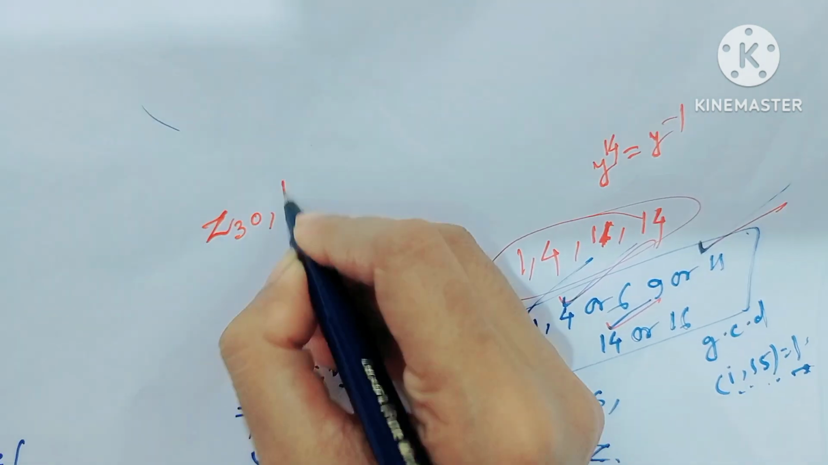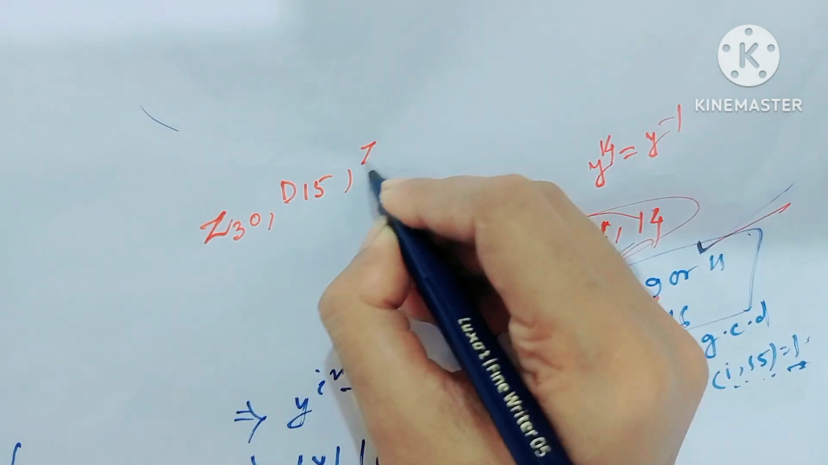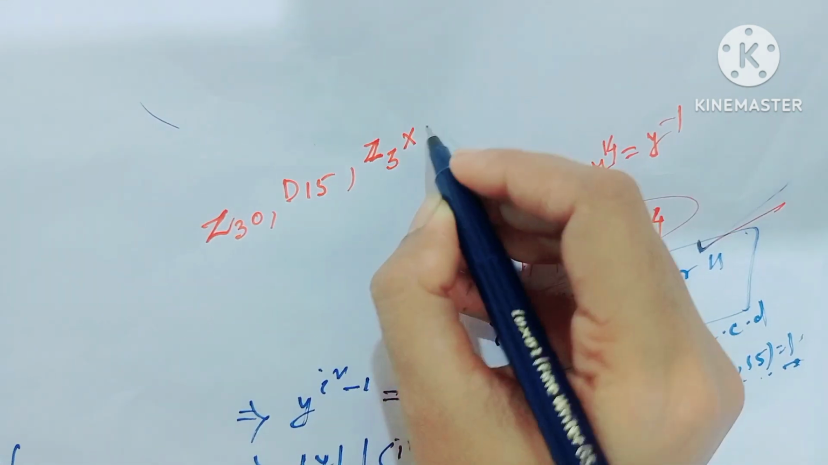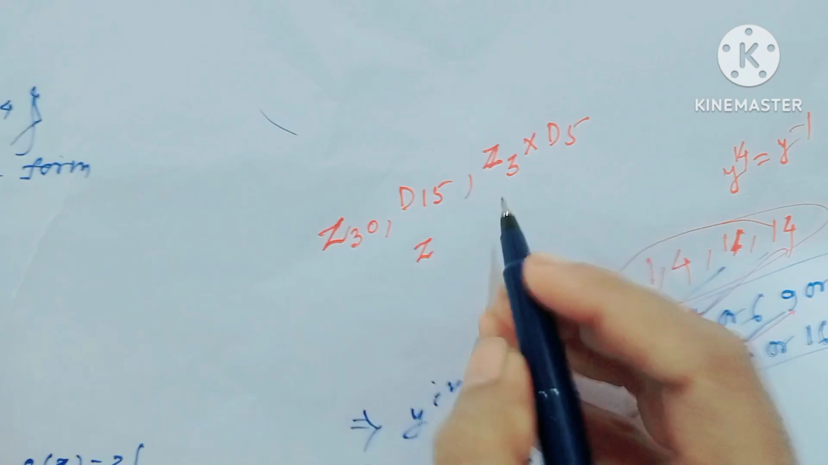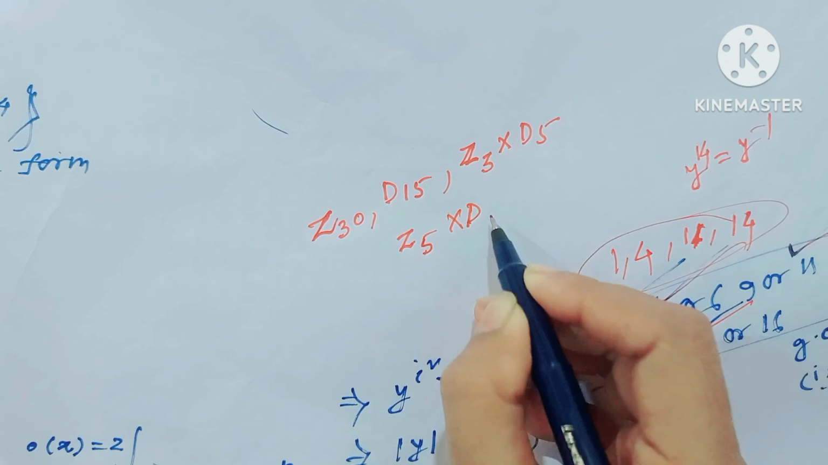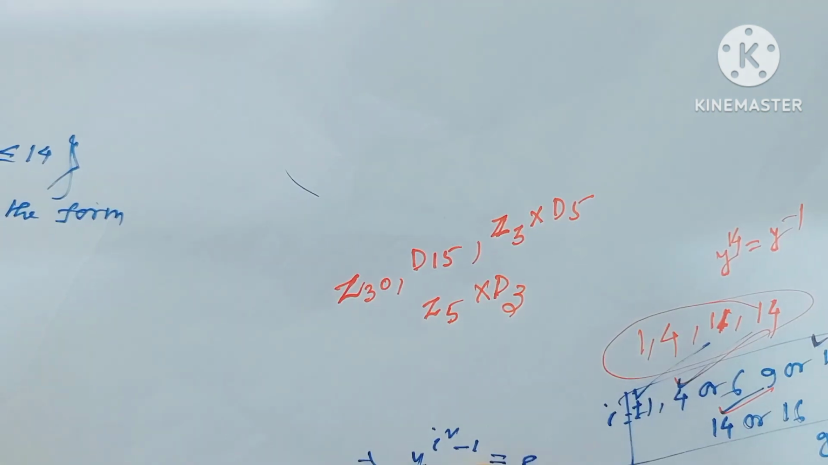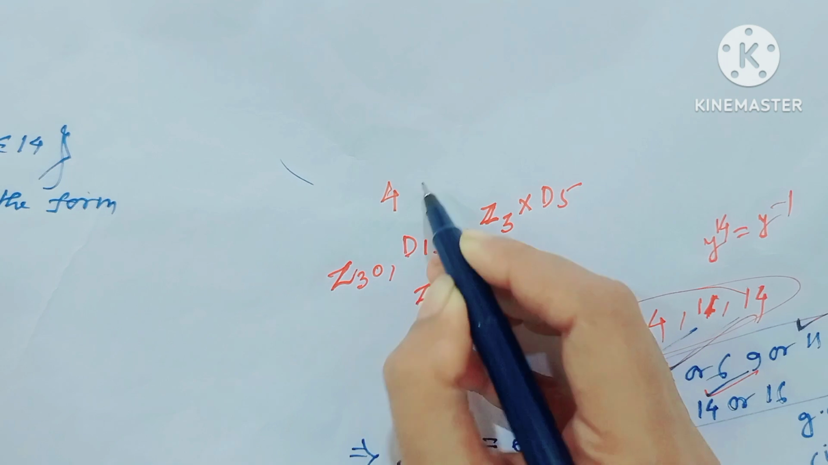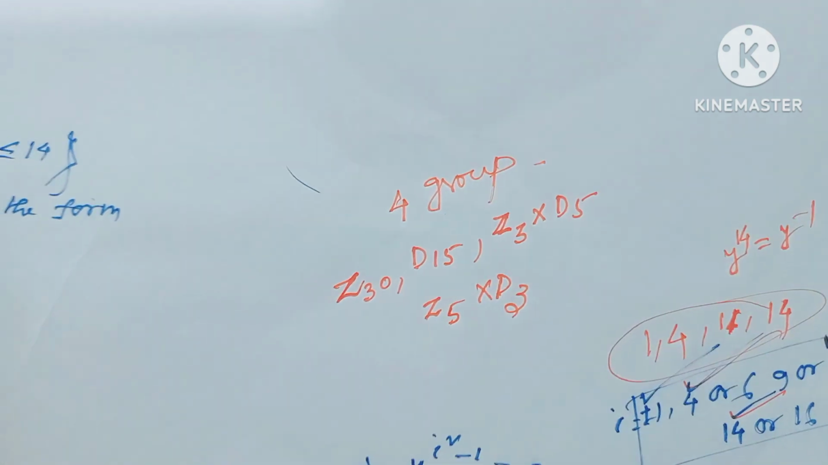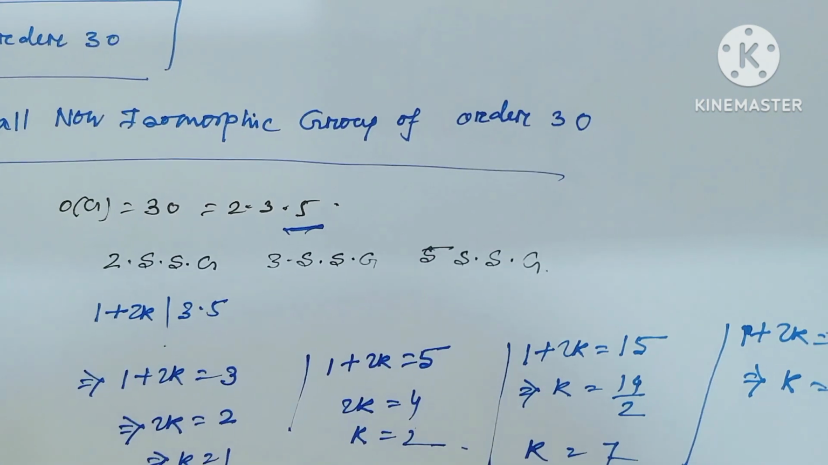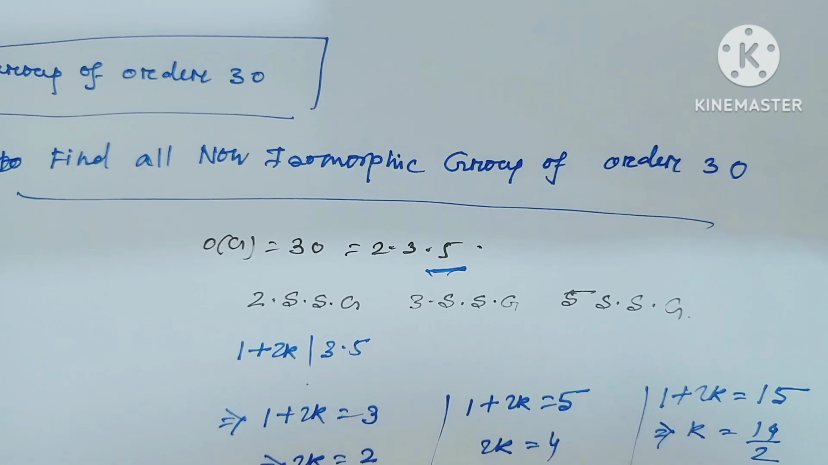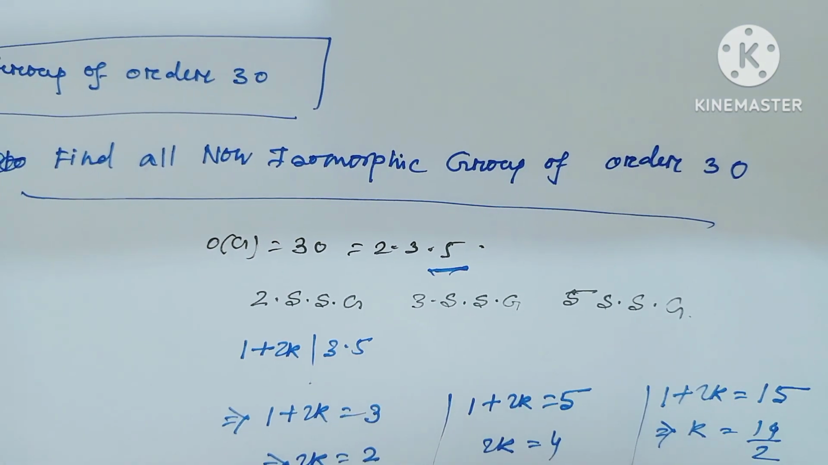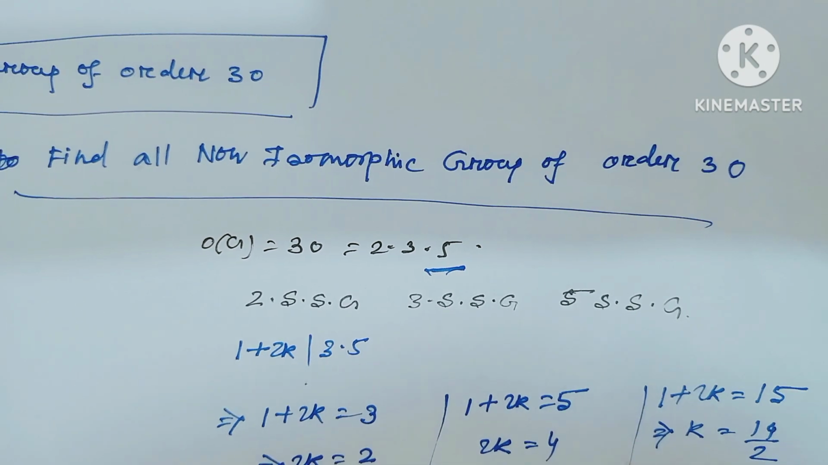groups: Z30, D15, Z3 direct product D5 and Z5 direct product D3. That means up to isomorphism there exist 4 groups. I hope all my viewers have understood this calculation. I hope you have understood how to solve for non-isomorphic groups of order 30.